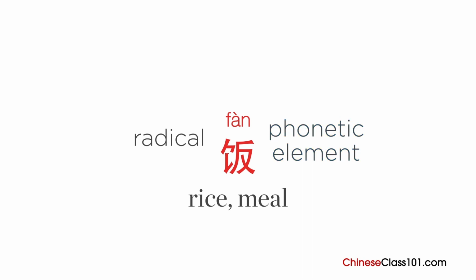For example, let's look at the character fan, rice or meal. Its radical is, which indicates that this word is related to food or eating. The second part, fan, is a phonetic element. It suggests that its pronunciation is close to the pronunciation of the character fan, meaning opposite.